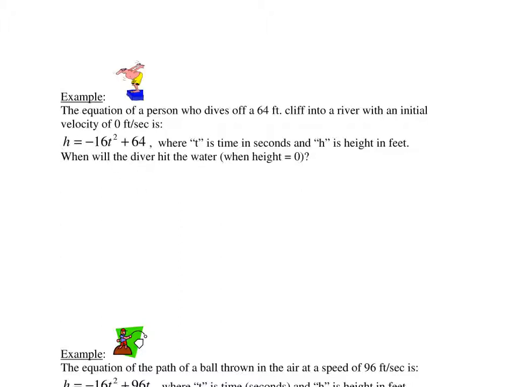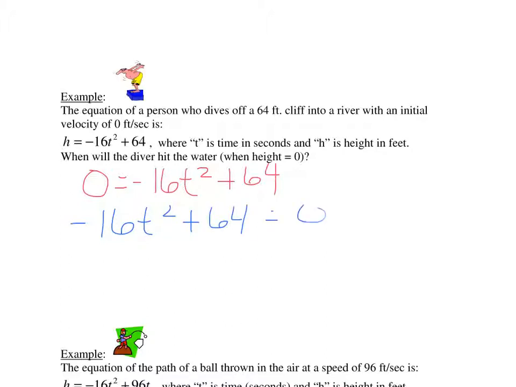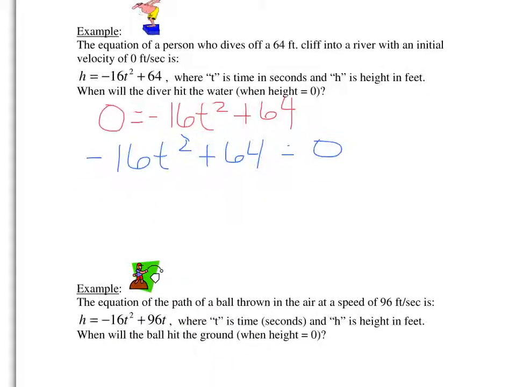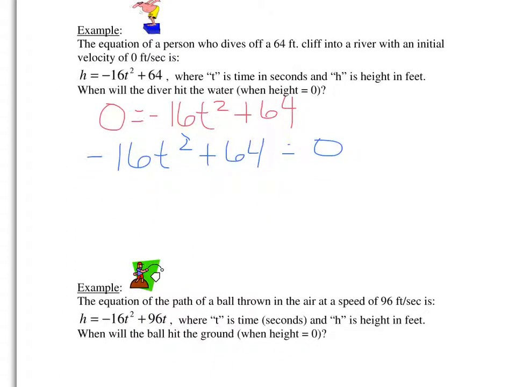Well, he's hitting the water when his height is 0. So we're going to substitute 0 again for this h. So we'll have 0 equals negative 16t squared plus 64. And again, just like on the previous page, when you switch these around, it just looks a little more natural. Negative 16t squared plus 64 equals 0, but it's still a quadratic equation, and we're still going to factor and solve.